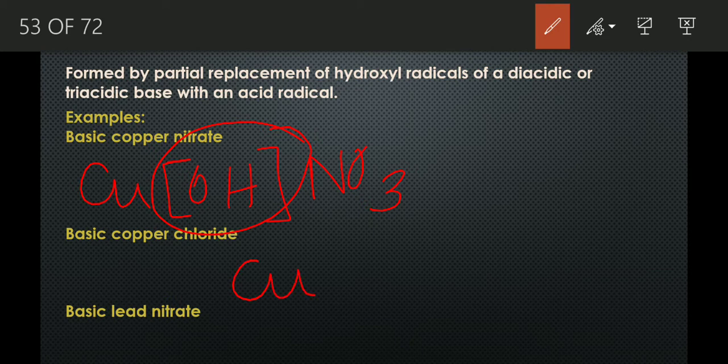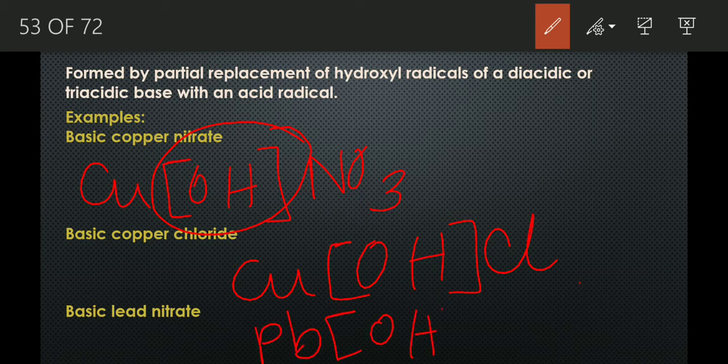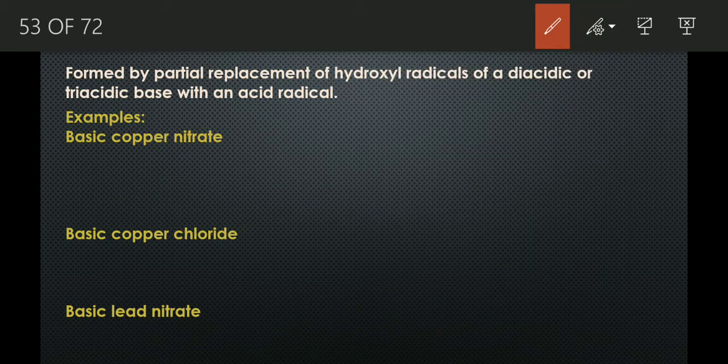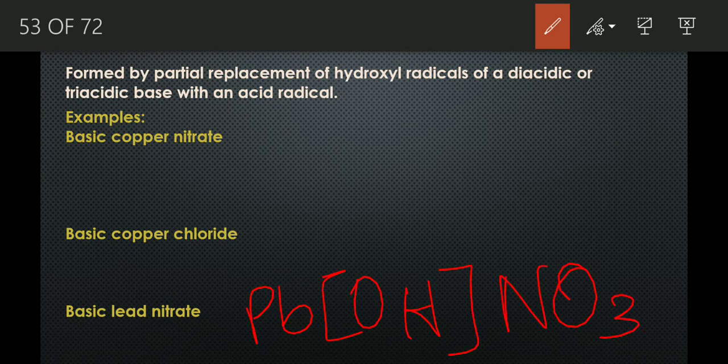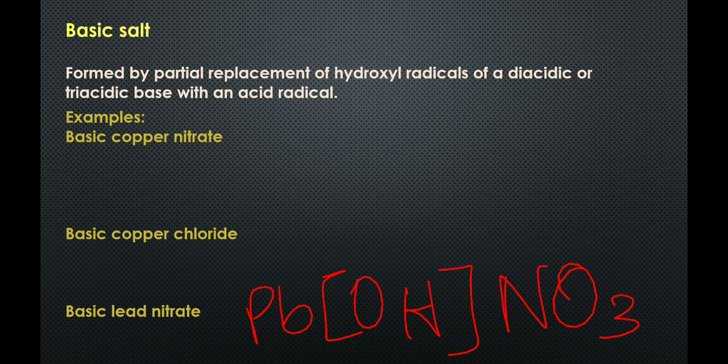Similarly, this is the basic copper chloride. Okay, and basic lead nitrate. This also contains one hydroxyl radical, nitrate. See, basic copper nitrate. Clear? So all these types of salts contain one extra hydroxyl radical that has not been replaced. Okay, so partial replacement takes place.